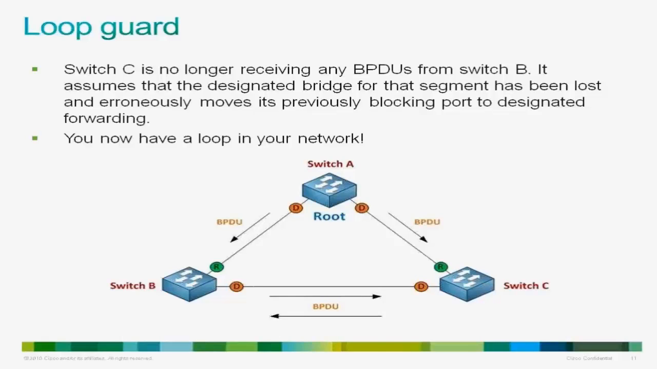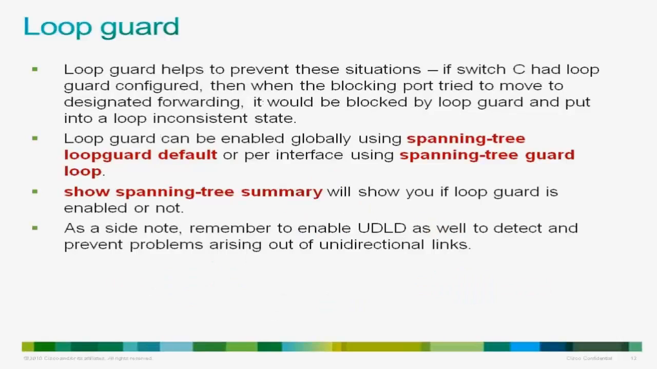So what LoopGuard does is, let's say you implemented it on the blocked port. When switch C stops receiving those BPDUs and attempts to move itself to the designated role, that's when LoopGuard kicks in. LoopGuard will error disable the interface, putting it in a loop inconsistent state, and you no longer have a loop in your network. So you've lost one interface, but at least you don't have a loop, which would otherwise cause a lot of mayhem. These are the kinds of situations that LoopGuard prevents, maintaining stability in your network.